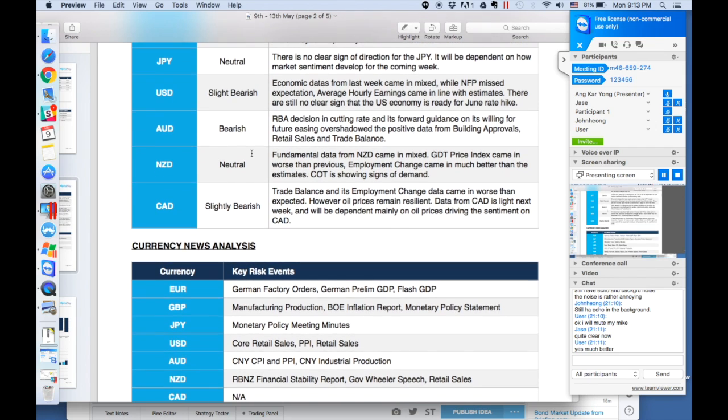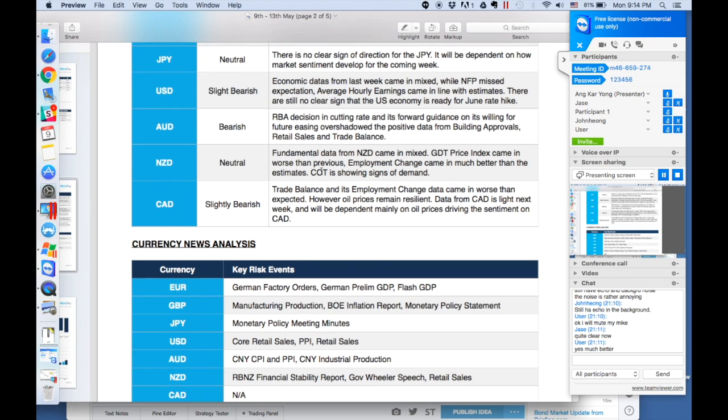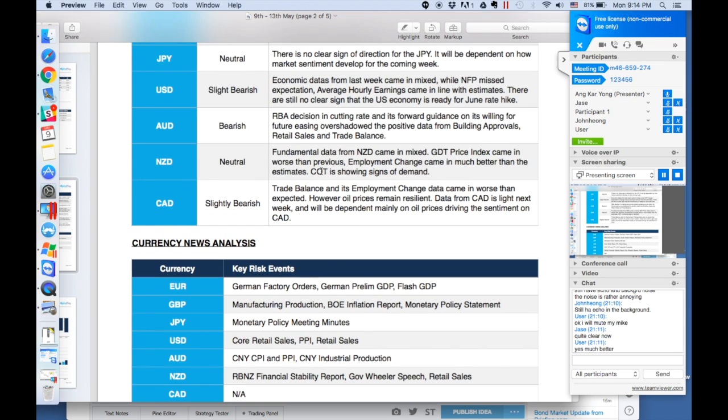But if you look at the New Zealand dollar, we are more or less neutral right now, simply because fundamentals were mixed last week. GDT, which is the Global Dairy Trade price index, was worse than previous, but employment came in better. COT also shows signs of demand, people buying into New Zealand, so that's why we are pretty much neutral on that.